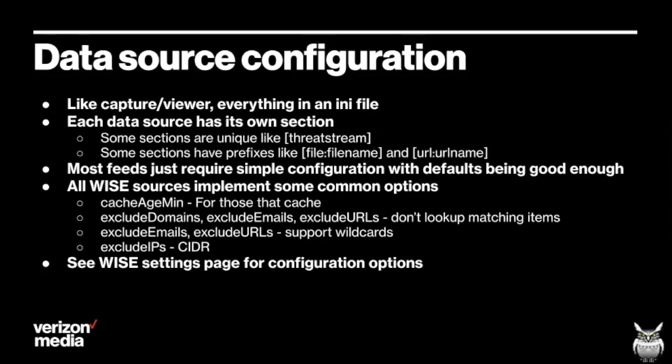On the WISE side, you come up with an INI file where there's a section for each data source that you want to supply to WISE. All of them are either full names like Threatstream, or they'll contain prefixes like file: or URL:, which says it's going to be the file type and then a unique name. This is just so in the statistics that WISE prints out and other things, you can keep them all separate. And they can all have their own configuration. I'll have an example in just a minute here.